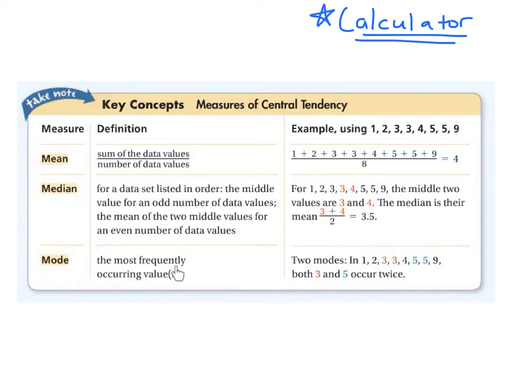Mode you have to do with your eyes and your brain. Got to find the one that occurs the most. You can have more than one mode. In this case, 3 and 5 are both the modes. You can have no mode at all. Depends on the data set you are given.